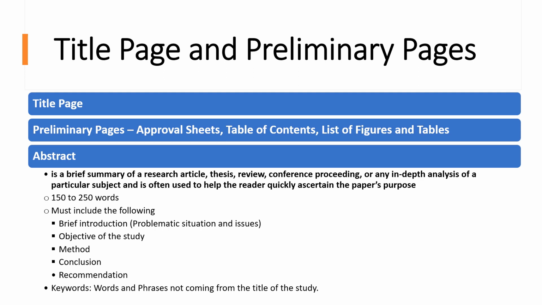The abstract is a brief summary of your thesis, which contains 150 to 250 words. It is a one-paragraph abstract, and it must include the following. First is a brief introduction. The first sentence or the first two sentences is the brief introduction, which discusses the problematic situation and issues. It can be one sentence or two sentences.